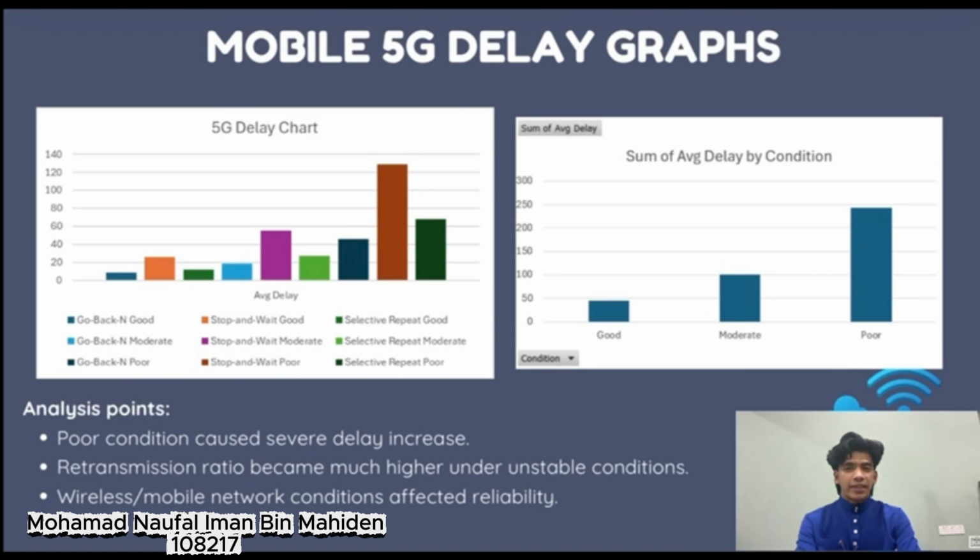Now let's examine the average delay per packet. In a 5G environment, delay patterns are heavily dictated by signal stability. Under poor network conditions, we observe a severe exponential increase in delay across the board. This spikes because lost packets and delayed ACKs repeatedly trigger protocol timeouts, stalling transmissions. Stop and wait suffered the worst delay by a wide margin, whereas Go Back N managed to keep transmissions flowing more fluidly.